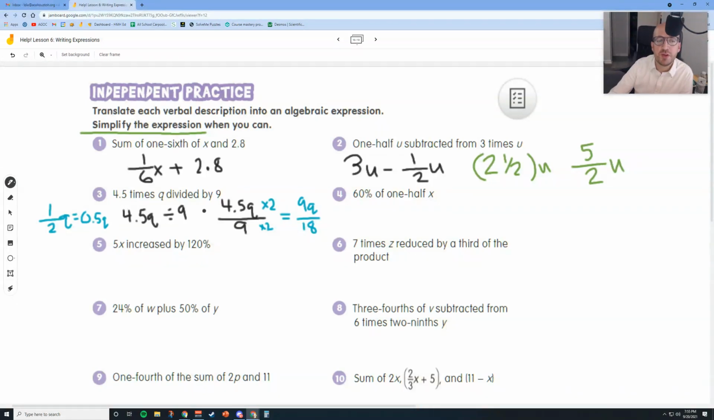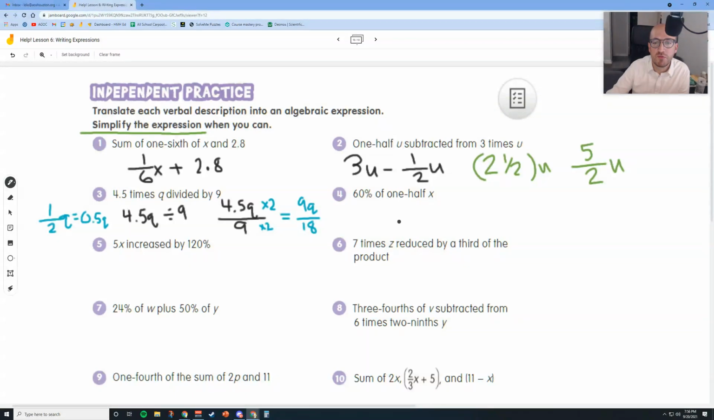You might be thinking, oh, can I combine like terms here? I just wrote it as this. Well, with multiplication and division, you can multiply and divide algebraic terms. It's not adding and subtracting, where we can't combine like terms. So that's kind of tricky. Let's see if we can see more examples of that.